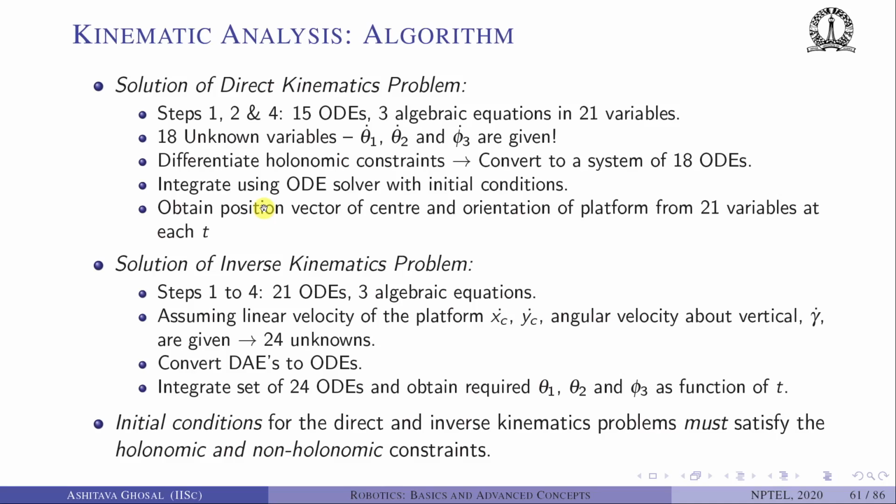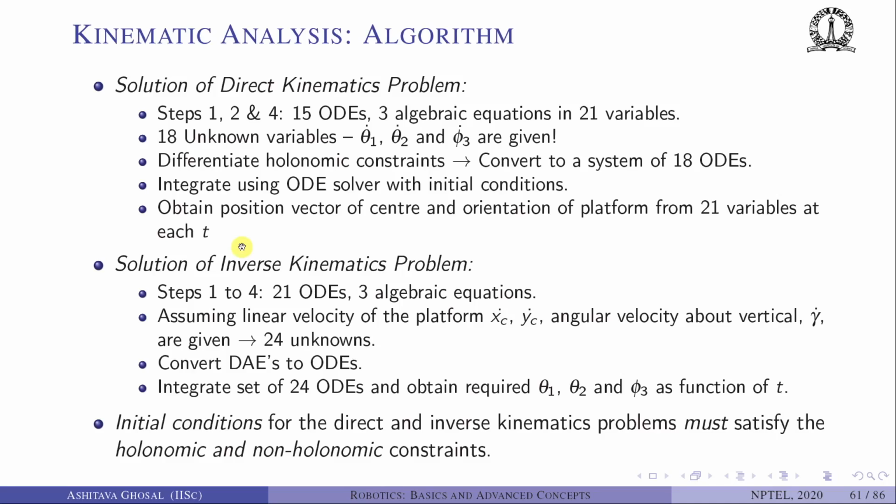We integrate with an ODE solver with initial conditions. And then we obtain all these 15 variables, UI, VI, WI, and so on, all these locations of each wheel, and every parameter is known, and obtain the position vector of the center and orientation of the platform from the 21 variables at each instant of time. Remember, at each instant of time, the ground contact point is changing.